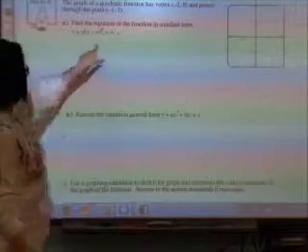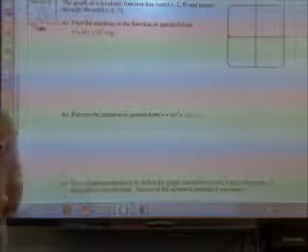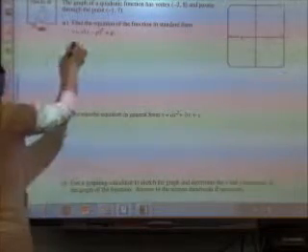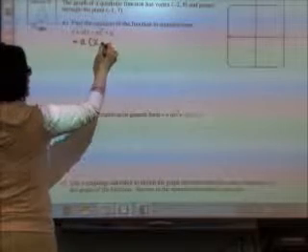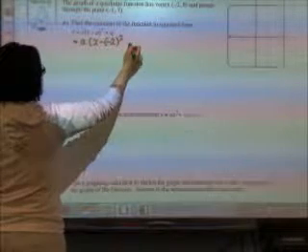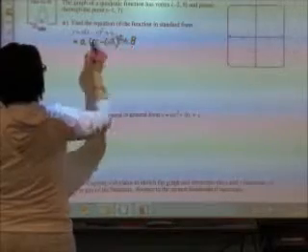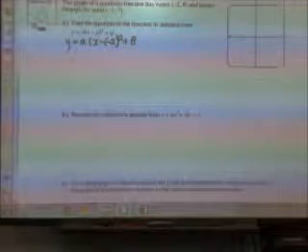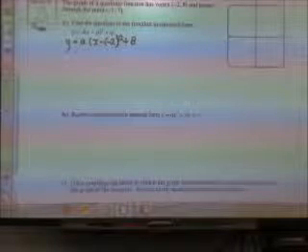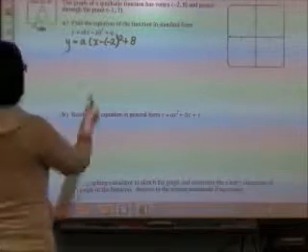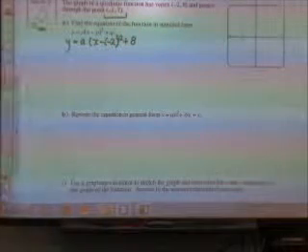So if I give you a vertex, we're going to skip down to class example number 1. If I give you a vertex, you can substitute it into the equation. If the vertex is -2 and 8, where I see a P, I can substitute in a -2, and where I see a Q, I can substitute in an 8. Then I need to figure out what A is. To figure out what A is, I'm going to use the fact that I have a point on the graph that was given to me.